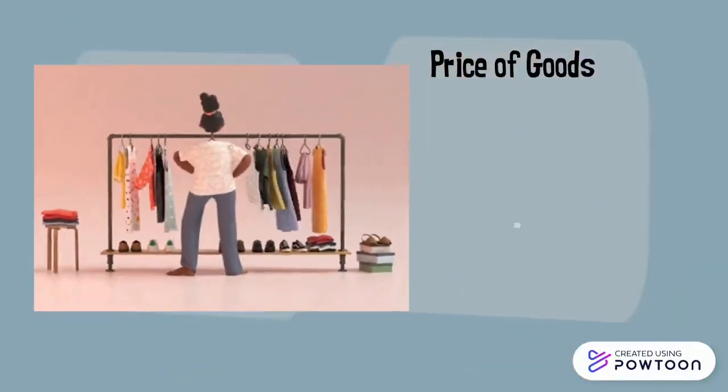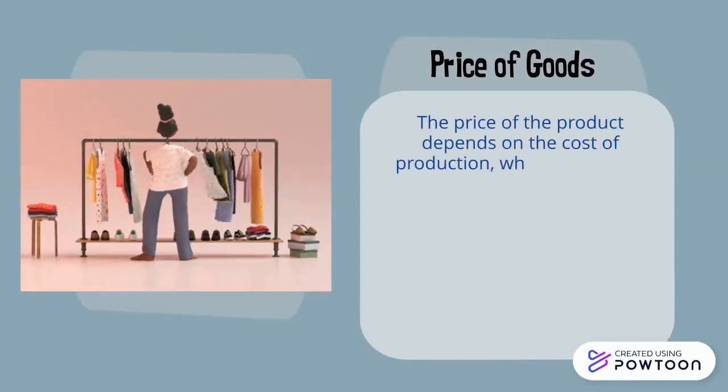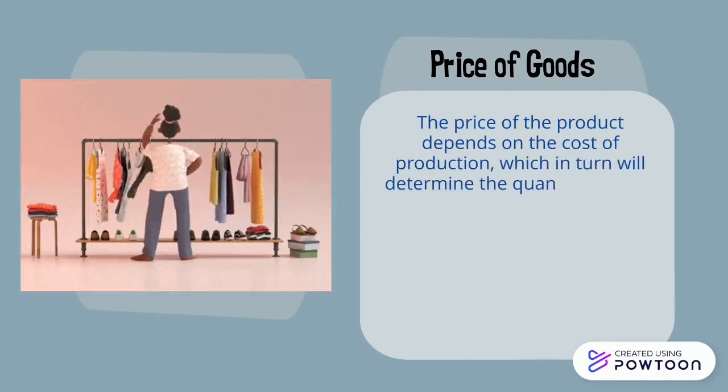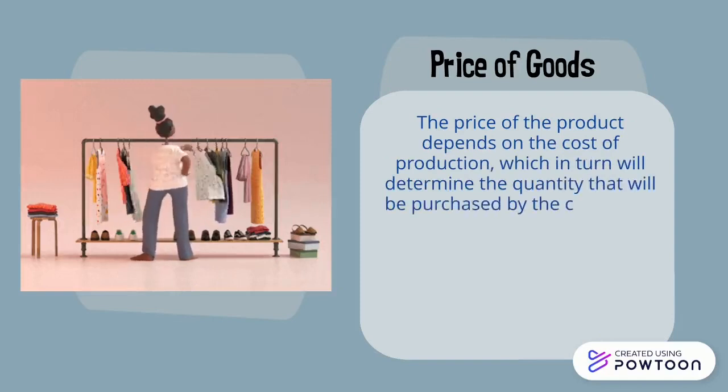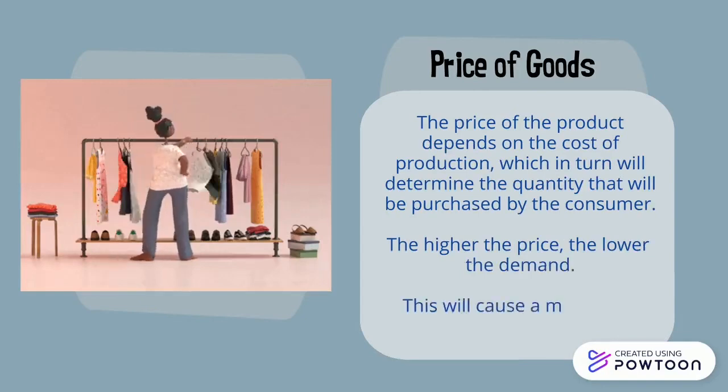First, price of goods. The price of the product depends on the cost of production, which in turn will determine the quantity that will be purchased by the consumer. The higher the price, the lower the demand. This will cause a movement along the demand curve.